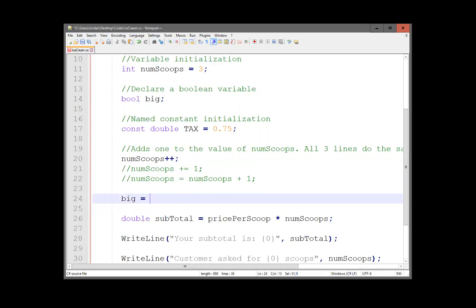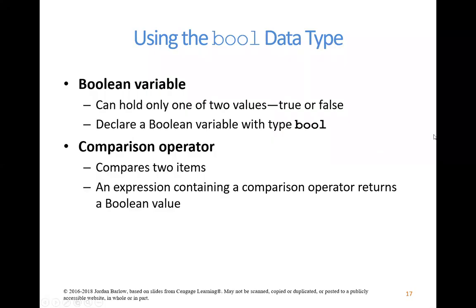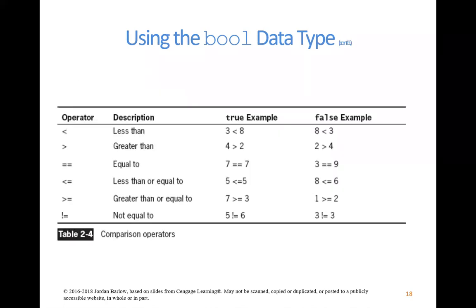Now, what you can do, let me jump back to my slides, is use a comparison operator. What that does is it compares two items, and it returns a Boolean value, meaning it returns true or false. So you can compare things as being less than, greater than, equal to, less than or equal to, greater than or equal to, or not equal to. Table 2-4. This is an important table. You can come back to it, particularly when we get to Chapter 4.